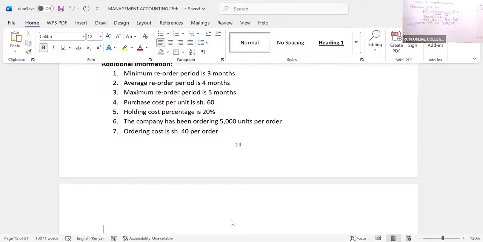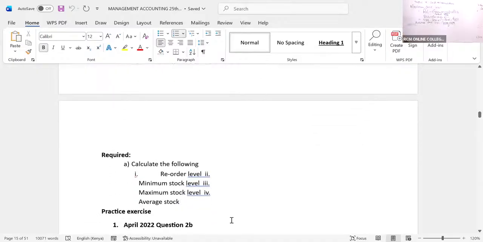Purchase cost per unit is 60. Holding cost percentage is 20. The company has been ordering 5,000 units per order. Ordering cost is 40 per order. So what do they want us to do? They want us to calculate the following. Number one is reorder level. Number two, minimum stock level. Number three, maximum stock level. And lastly, number four, average stock level.